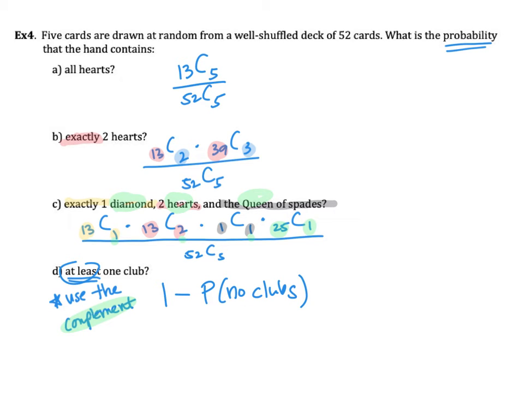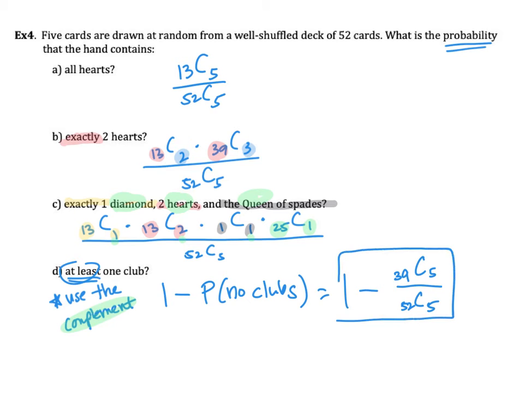So 1 minus the probability of no clubs is way easier than adding the probability of one club plus probability of two clubs plus probability of three clubs plus four clubs, blah, blah, blah. It's way more complicated. So it's 1 minus the probability of no clubs. No clubs. There's 39 cards that do not have clubs. We are choosing 5 from those 39 cards. We don't care what they are. Divided by 52 choose 5.